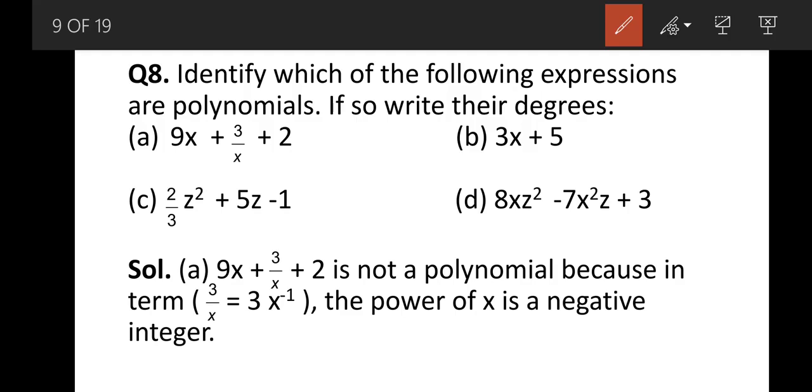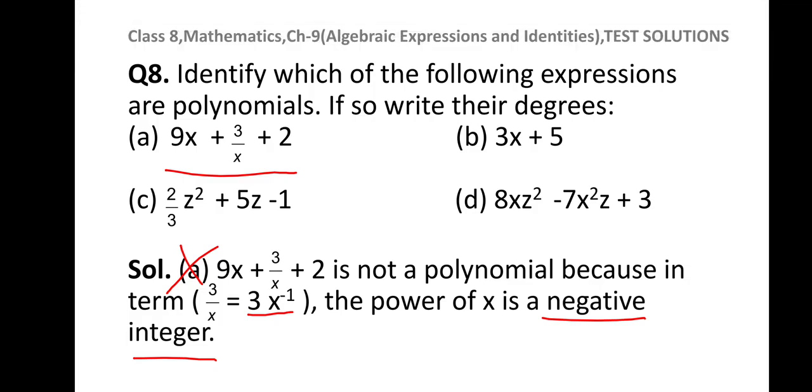This is the first option I am taking, 9x plus 3x, 3 over x plus 2. Here this is not a polynomial. The reason being, for an expression to be a polynomial, what is the requirement? The powers of the variables present in each term should be non-negative integers. Here it can be written as 3x raised to the power minus 1, which is a negative integer. So this is not a polynomial, and if it is not a polynomial, we will not be writing the degree.